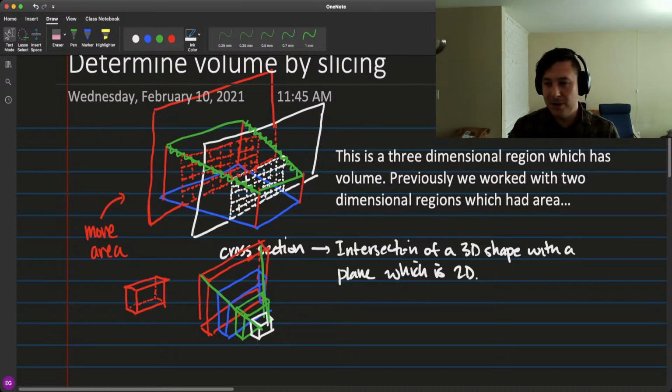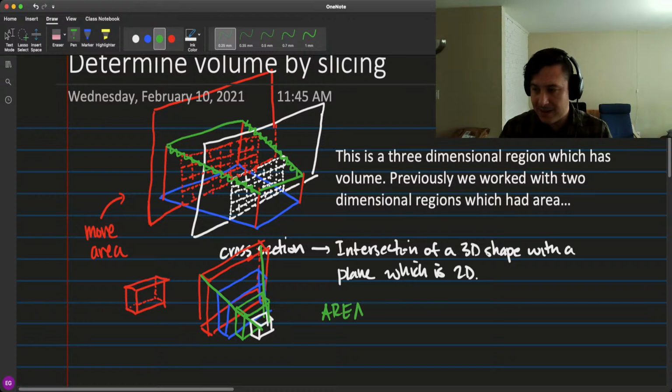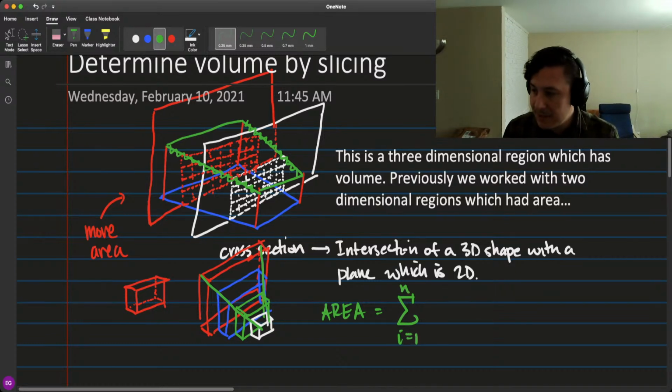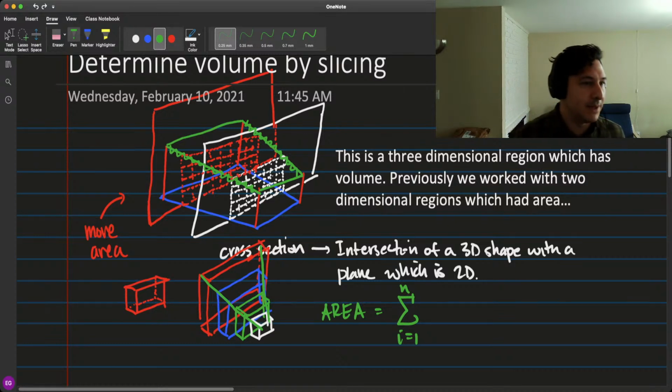Okay, so the area is equal to the sum of some individual smaller areas. Oh, actually, wait, let me back up. It's going to be the sum of something. We're going to talk about what the something is.